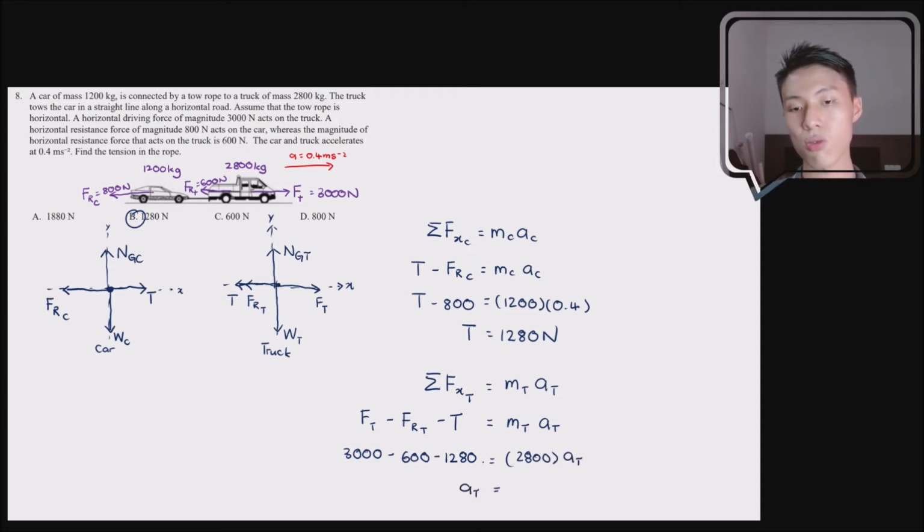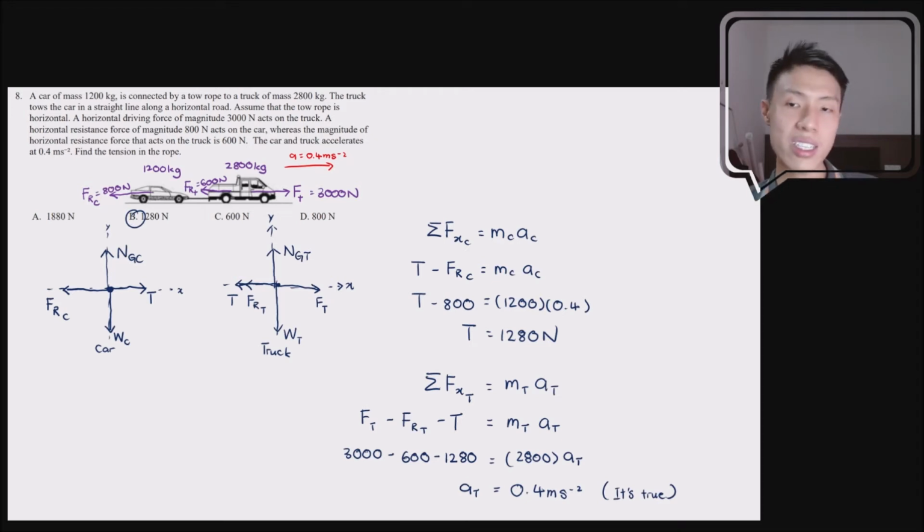So let's try to do a bit of calculation. Yep, the answer is 0.4 meter per second squared. Therefore, you have double checked, it's correct. It's true. Okay, this is just double check. So the answer is 1280 Newton.